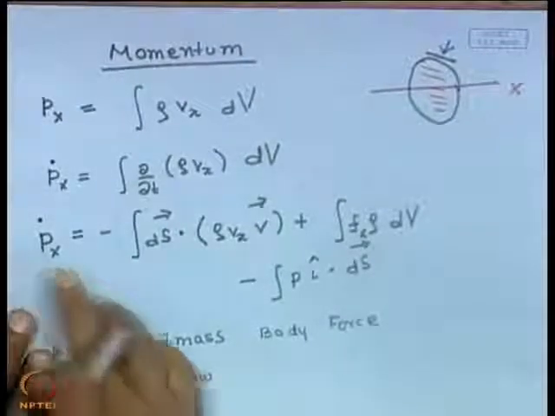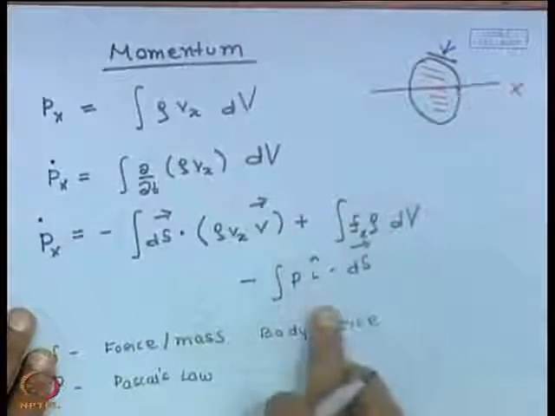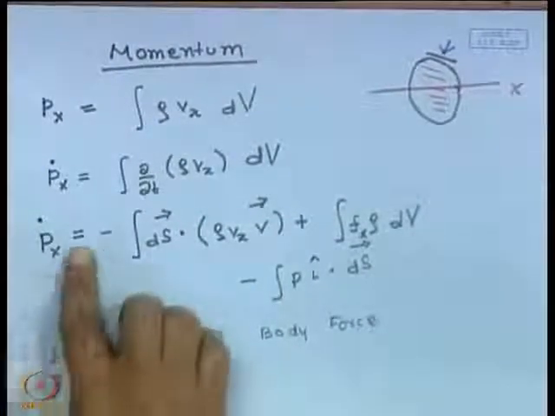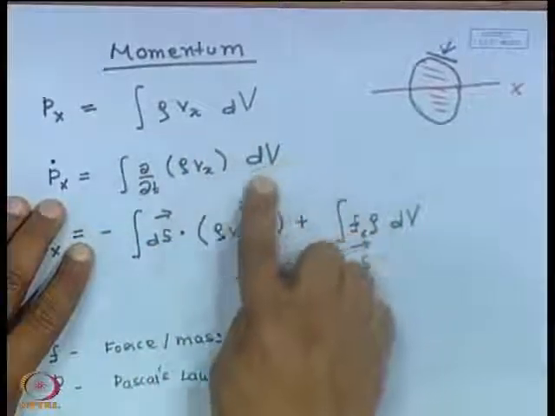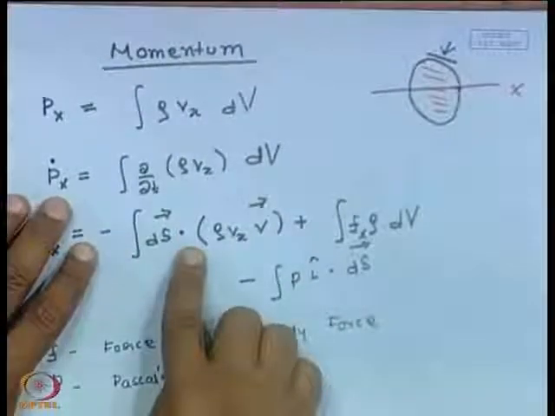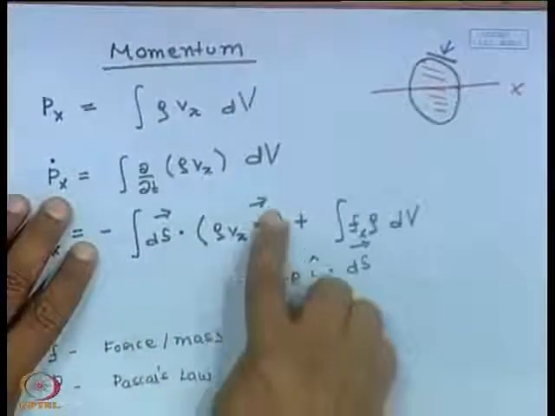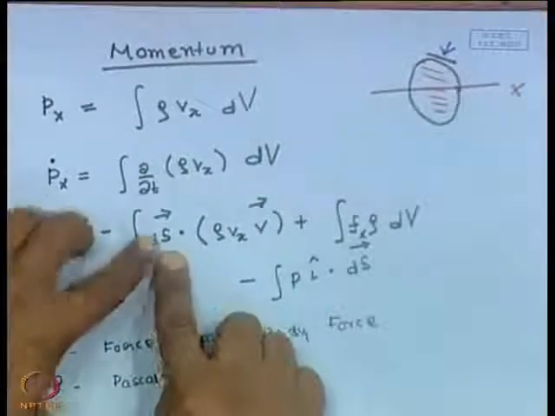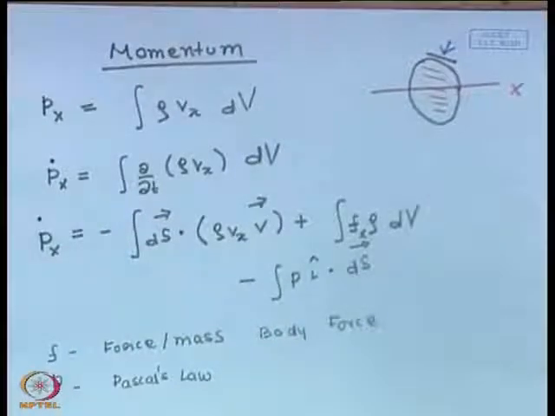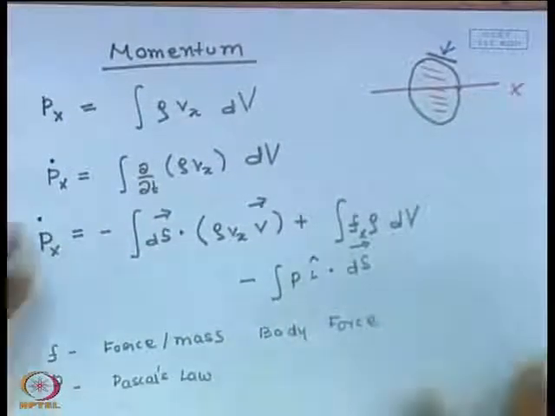So, I have the rate of change of momentum, which is equal to this plus this plus this, there are 3 terms. Now, we have a volume integral here when I write it in terms of rho into V. This term is a surface integral which we can convert into a volume integral. This term is also a surface integral which we can convert into a volume integral. So, let me write down the final equation.